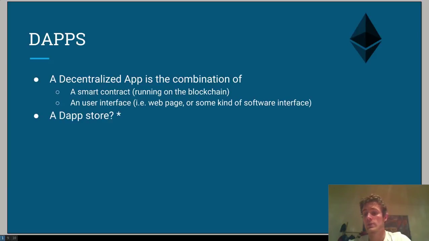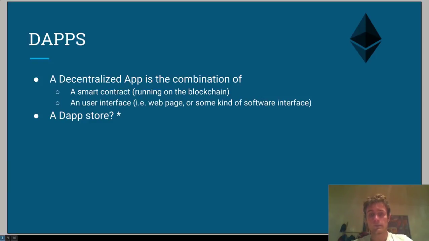And the question is, will there be a dApp store? In the same way that there is an Apple Store and Google Play, where you can download smartphone applications for Android phones, and the same for Apple iPhones. So would there be something like this? And the answer is, of course.